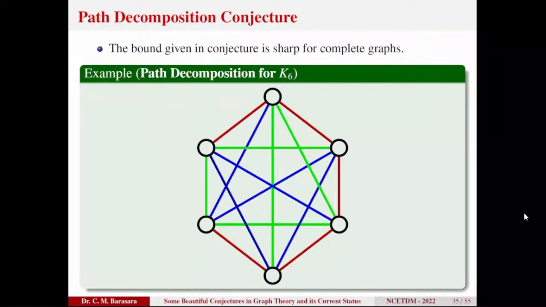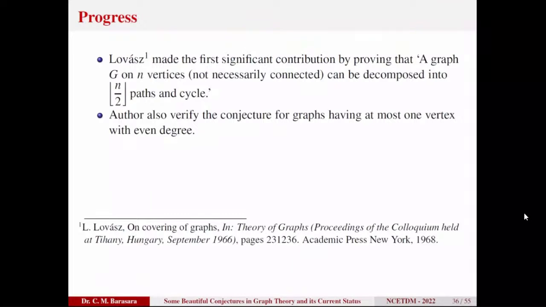Now, since it was posted way back, many researchers have started working on it. In fact, this particular conjecture was motivated by the first result: a graph G on n vertices can be decomposed into floor of n/2 parts plus n cycles. And in the same paper, they verified the conjecture for graphs having at most 1 vertex with even degree. That has already been done by them.